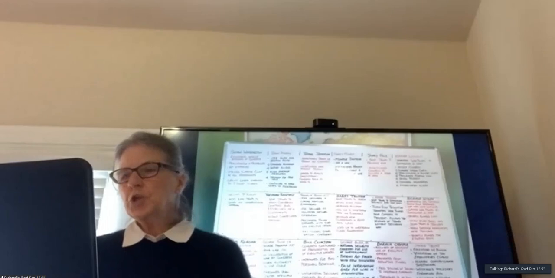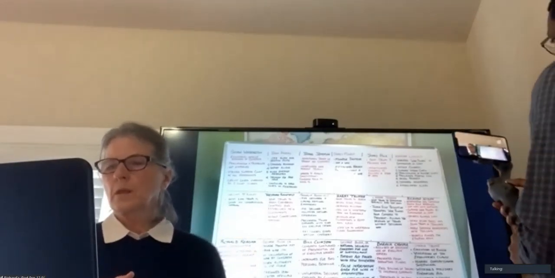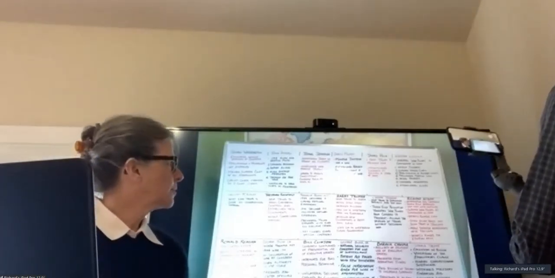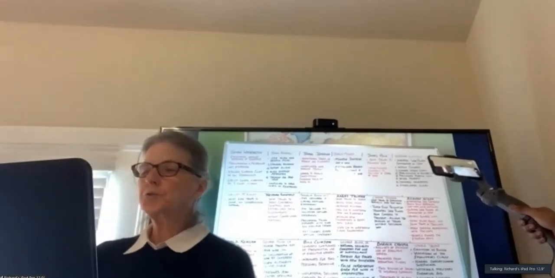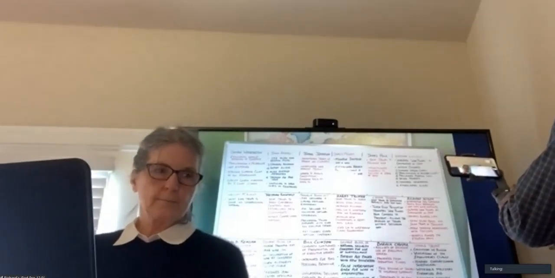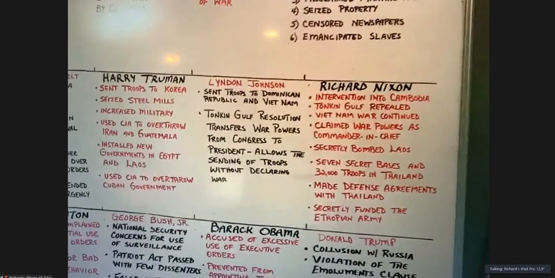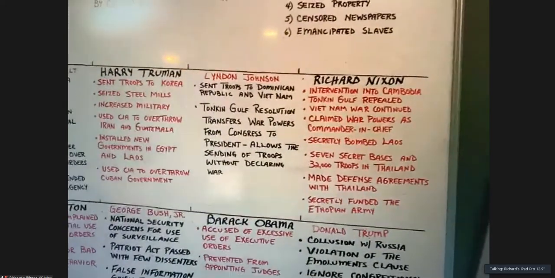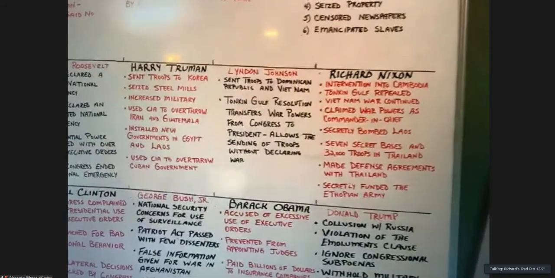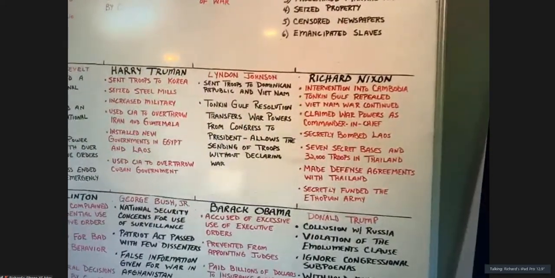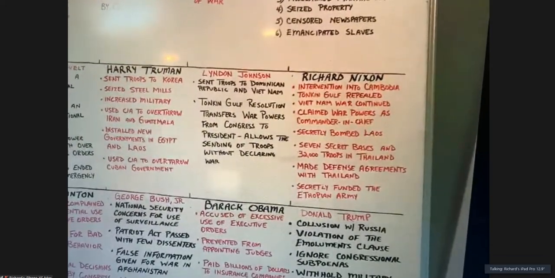Next is Lyndon Johnson. In 1965, Lyndon Johnson sent 22,000 troops to the Dominican Republic without congressional approval. The same year, he sent combat troops for the first time into Vietnam. That war was the longest in US history and resulted in the fourth largest number of US casualties after the Civil War and the two World Wars.